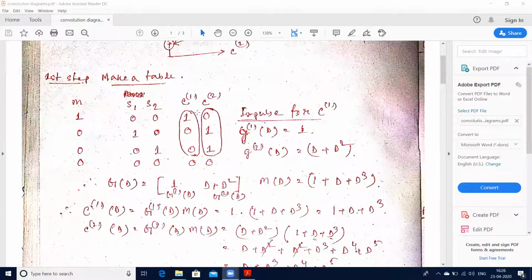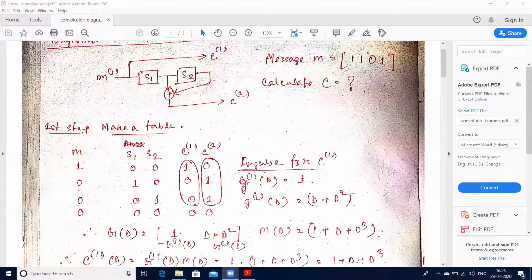the impulse responses corresponding to C1 and C2. That means C1 and C2 will be given in the diagram. So you have to make this table first to calculate G1 and G2, which are your impulse responses corresponding to C1 and C2. And you have to use this M message as a unit impulse. The first bit will be 1, and the rest of this will be 0.